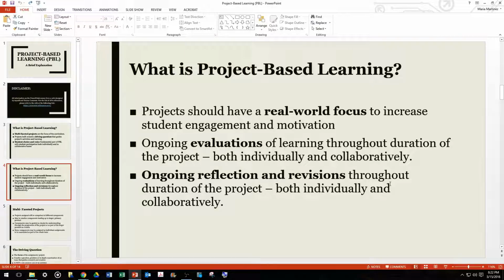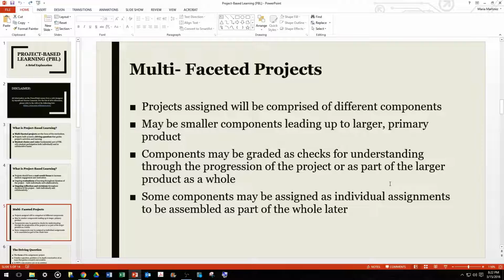Now, the evaluations and the reflection and revisions are items that are done individually as well as collaboratively. So right off the bat, we can see that project-based learning is not always going to be a group thing. It will be generally, but students will be required to do certain items on their own as well. So let's go ahead and talk about that.